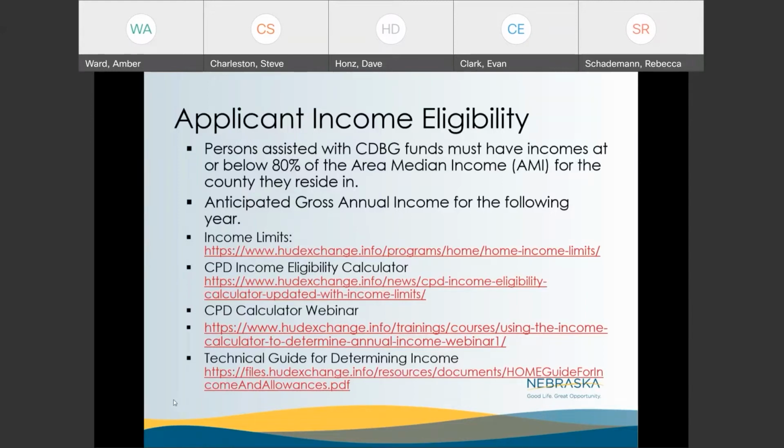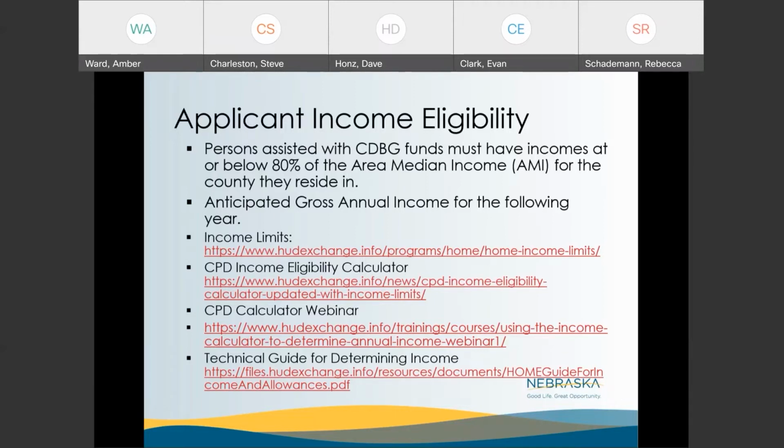So applicant income eligibility, CDBG, owner-occupied rehab, any individuals or beneficiaries, they should be at or below 80% of the area median income for the county they reside in. It's based on anticipated gross annual income for the following year.